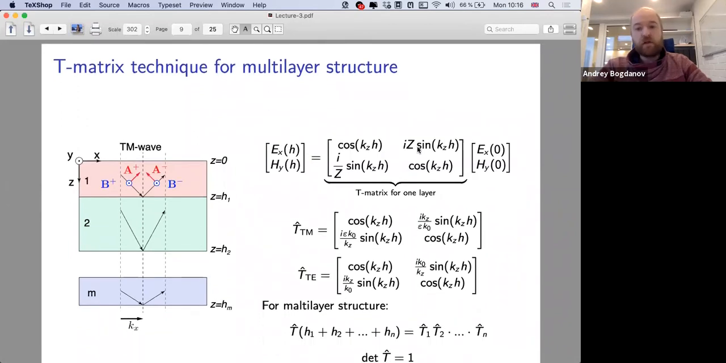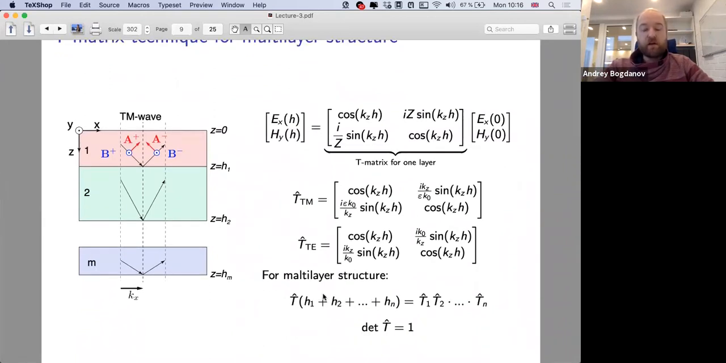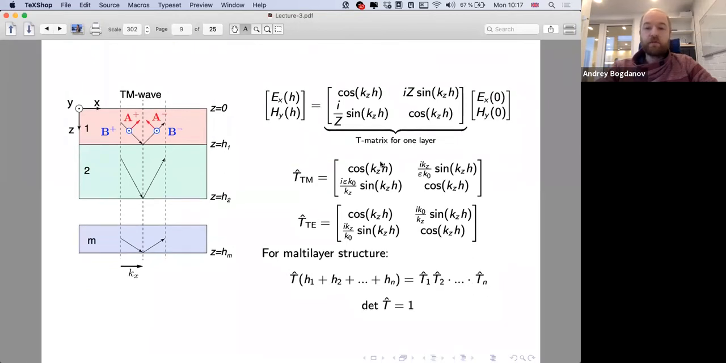And a couple of properties of the transfer matrix method. The first is the property of multiplicity, so it's multiplicable. If you need to calculate the transfer matrix of a multilayer structure, you just need to multiply the transfer matrices of each layer. And the determinant of the transfer matrix is equal to 1.